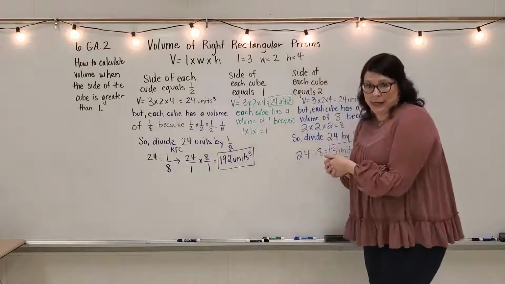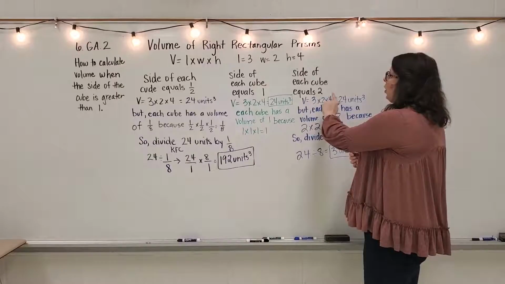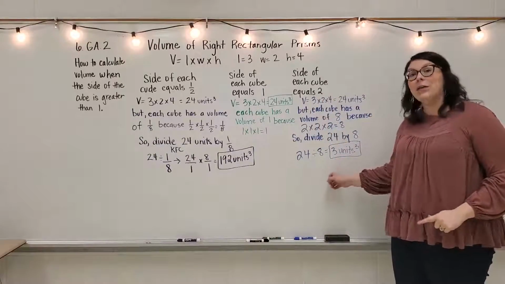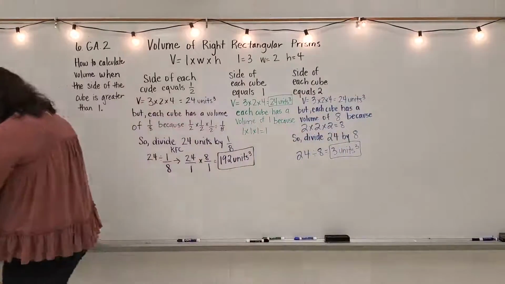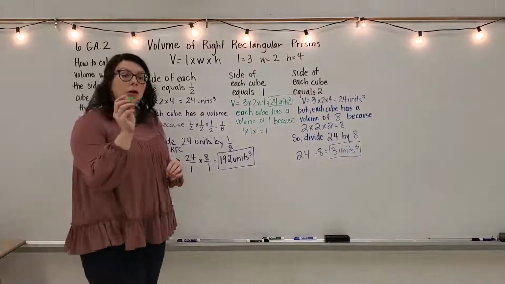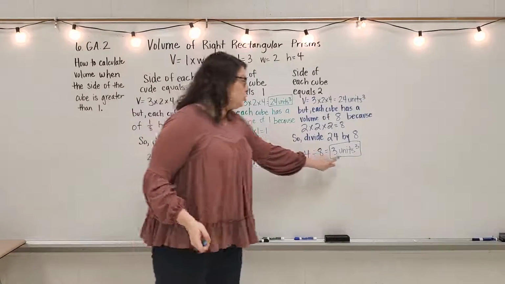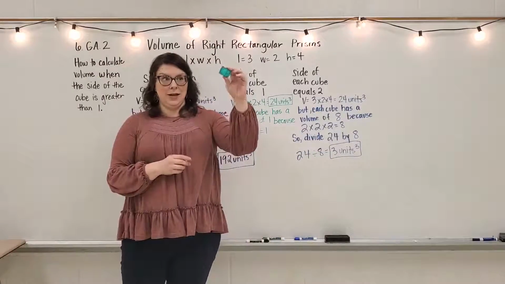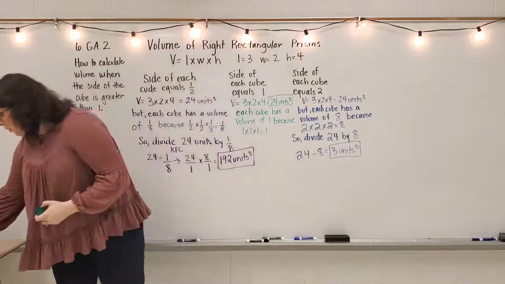If I increase the amount to where each side of the cube equals 2, then look how much lower my number gets. Now I only need 3 of those. And that's because the smaller the cube, the more I'm going to need. The larger the cube, the less I'm going to need. See how much room this is going to take up versus 1 of these, okay?